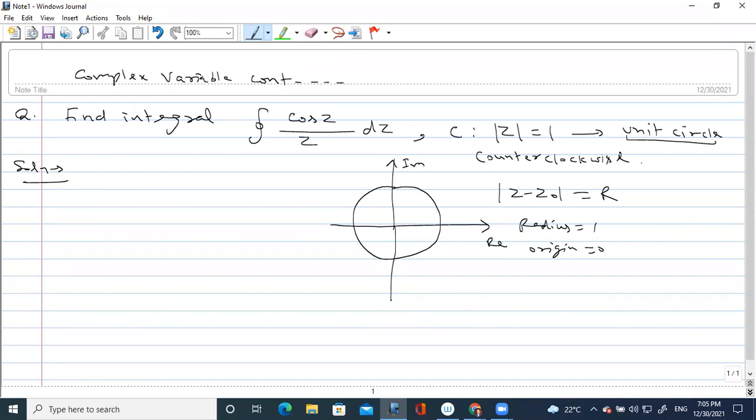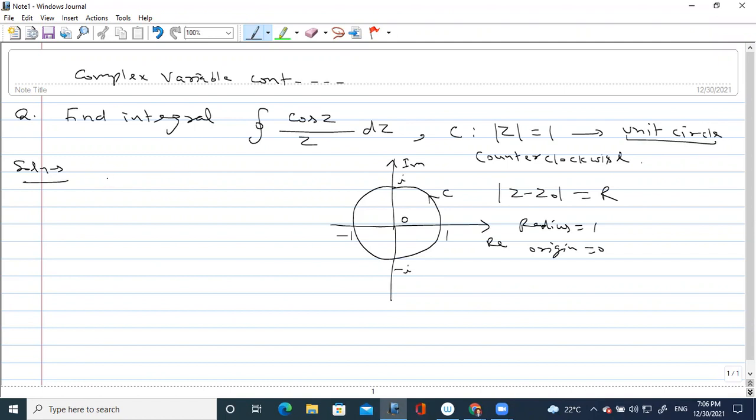So this is the origin, and here it will be i, here it will be minus i, because unit is 1, for minus i also. It will be 1, it will be minus 1. Understood? So this is your unit circle, and he told that it is counterclockwise. So this is your C, this is your contour. On this contour, you have to move your function and get the integration. This is the meaning of that.